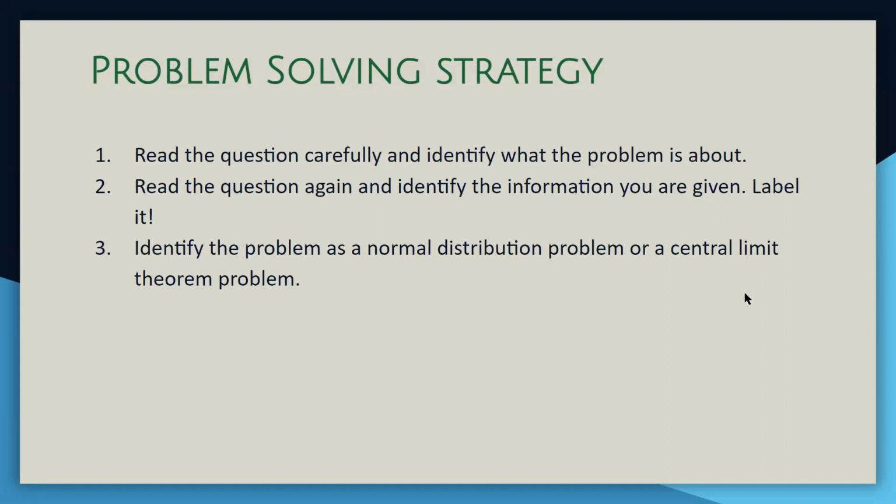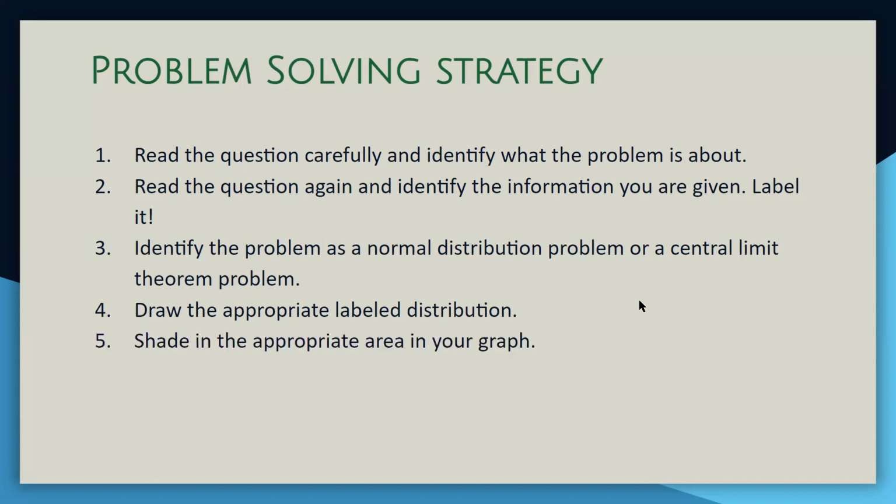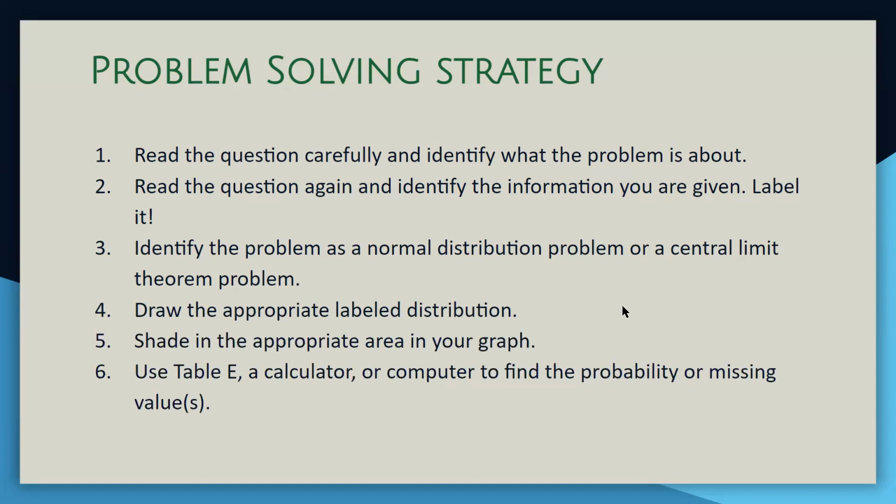The next step is to start making a plan for solving, and specifically for chapter 6 and 7 problems, you want to identify the problem as a normal distribution problem or a central limit theorem problem. And that's what our previous video was about. Once you've done that, you're going to draw the appropriate labeled distribution, shade the appropriate area in your graph, and use either your table E or your technology to find the probability or the missing values.